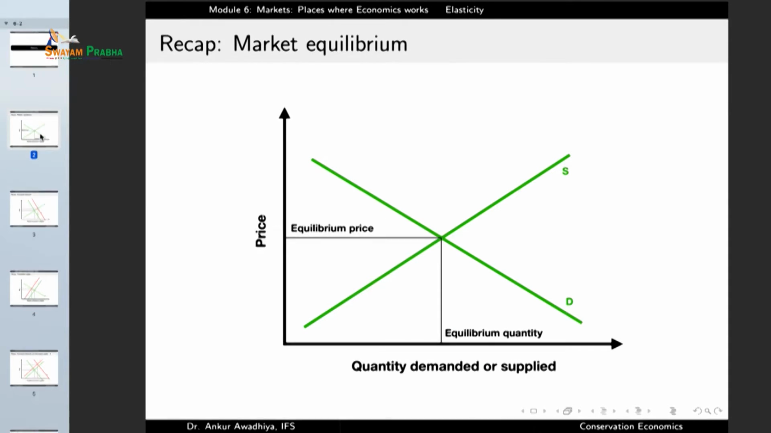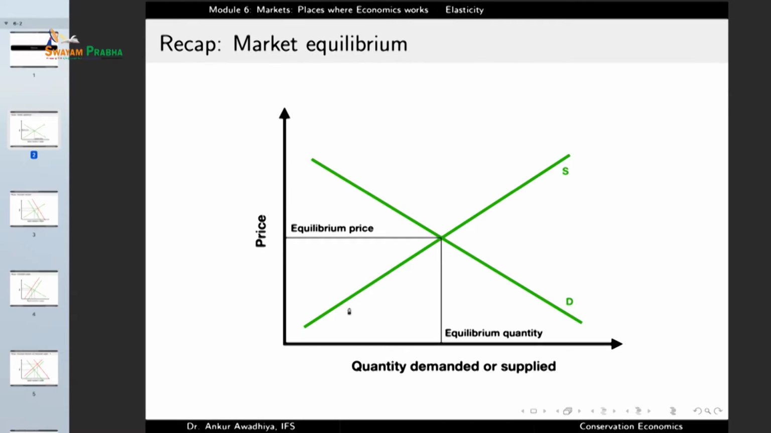We saw that there is a market equilibrium, which is defined by the point where the demand and the supply curves meet each other or intersect each other. The demand curve, as we had seen, slopes downwards, which means that if there is an increase in price from this point to say this point, the quantity that is demanded goes down.